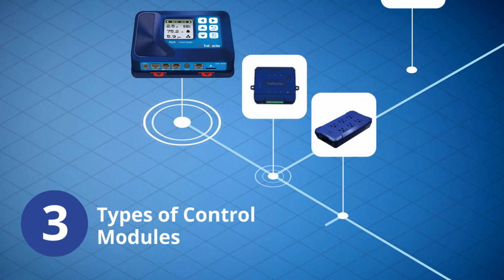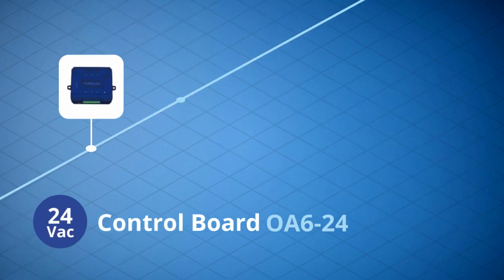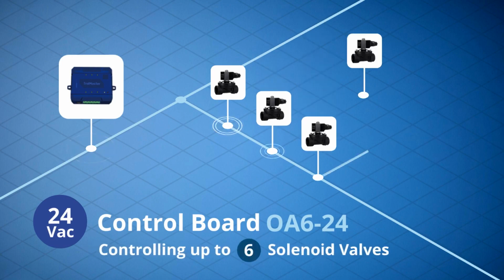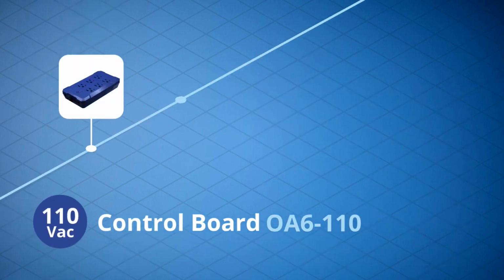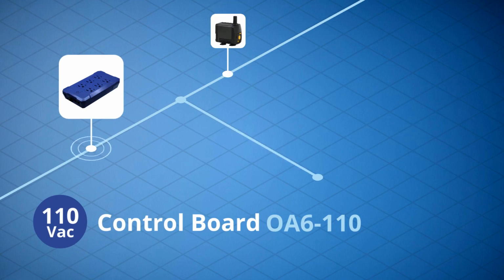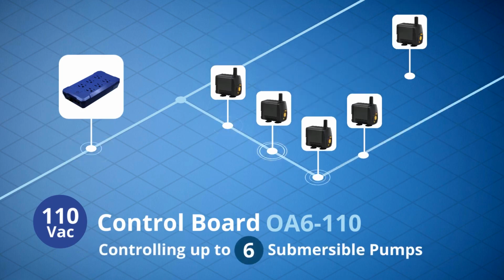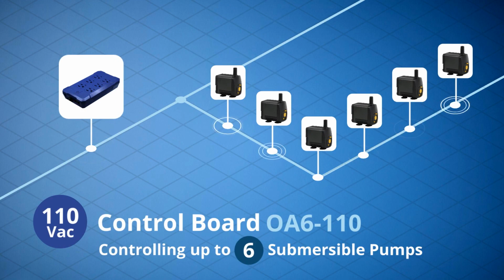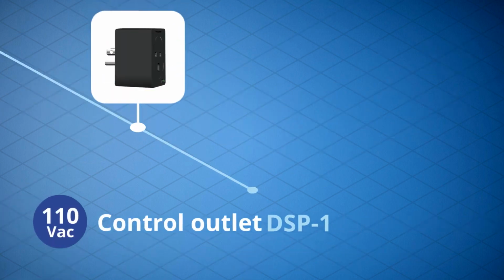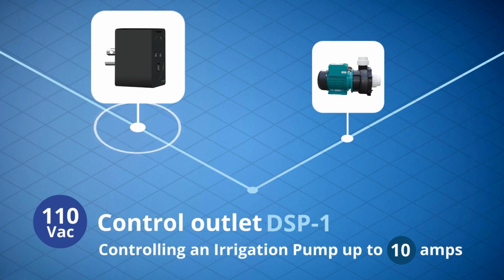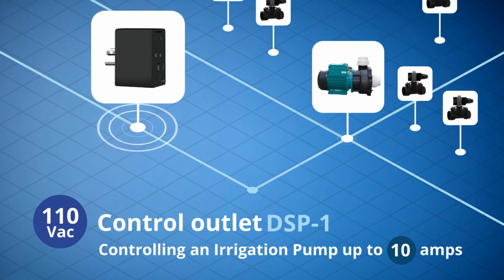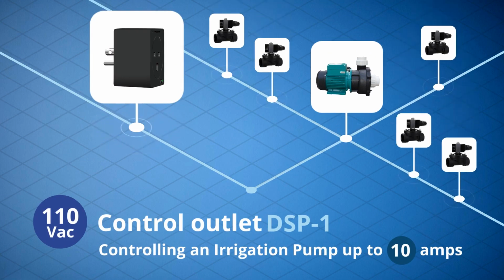There are three types of control modules. A 24-volt AC control board, OA624, for controlling up to 6 solenoid valves. A 110-volt AC control board, OA6110, for controlling up to 6 submersible pumps. A 110-volt AC control outlet, DSP1, for controlling an irrigation pump up to 10 amps. It could be run individually or as a master pump for 24-volt AC irrigation valves.